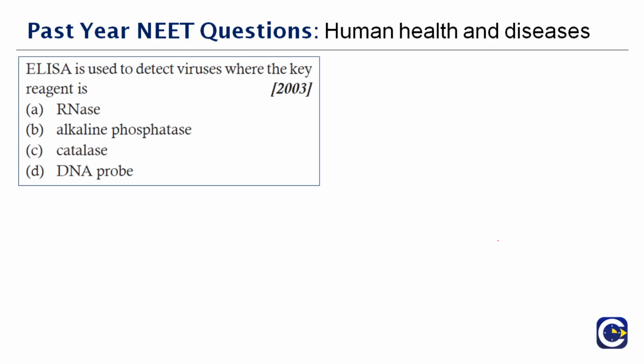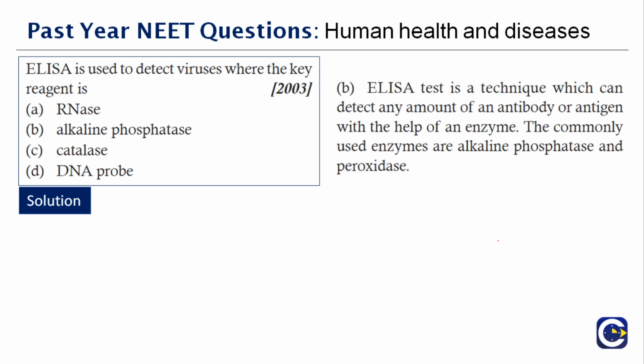Now let's go to the next question here. ELISA is used to detect viruses where the key reagent is dash. I think all of you know what the answer is because we saw two enzymes linked with ELISA: peroxidase and the other one was alkaline phosphatase. Therefore, the right answer to this question is option B. Since we have already spoken about it a lot, I'm not explaining it again, but just remember there are two key enzymes required for ELISA. It can either be peroxidase or alkaline phosphatase.